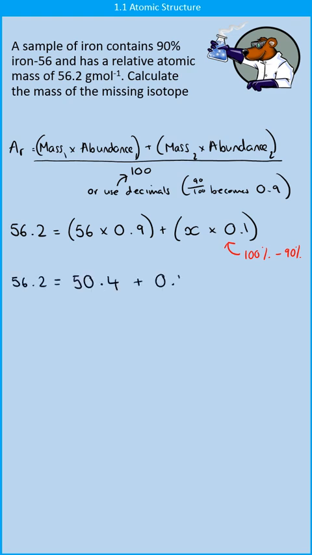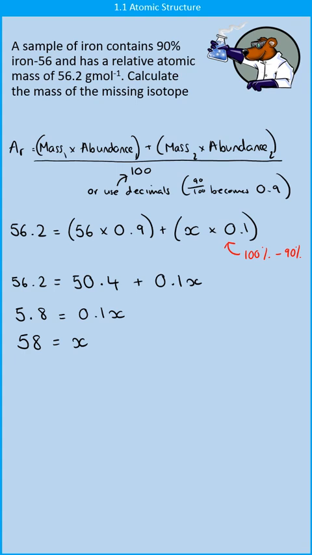So now I can expand my brackets, and I know that 56 times 0.9 is 50.4, and x times 0.1 is 0.1x. So then I can subtract 50.4 from both sides of the equation, and I get 5.8 is 0.1x. And then if I divide both sides of that equation by 0.1, to get rid of that 0.1, I'm left with 58 is x. So at this point I'm done.